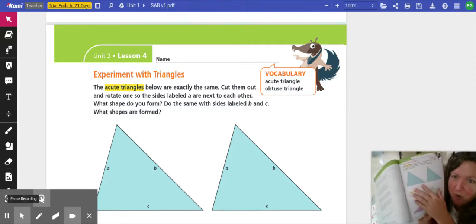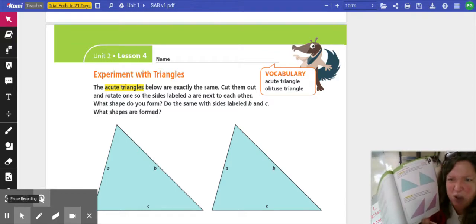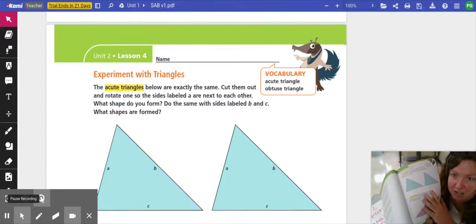So you've got to go into your student activity book today. If you absolutely don't have it and you can't print it out, do your best, but it's really, really going to be hard if you don't have a hard copy. So try to get it in a hard copy.